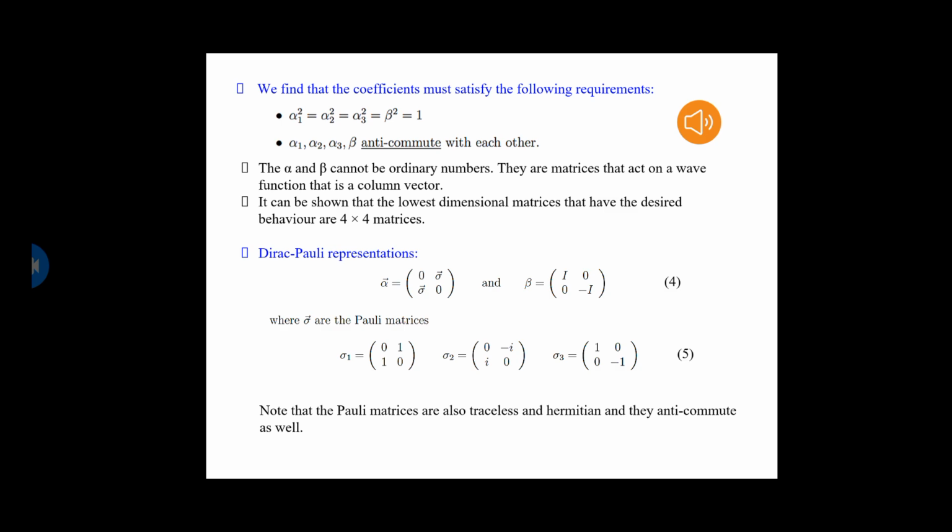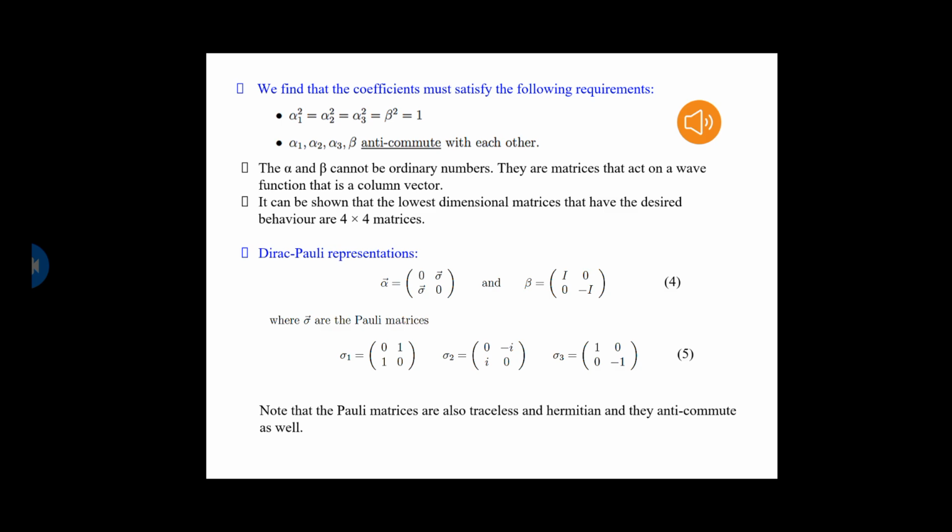The alpha and beta cannot be ordinary numbers. They are matrices that act on a wave function that is a column vector. It can be shown that the lowest dimensional matrices that have the desired behavior are 4 by 4 matrices.